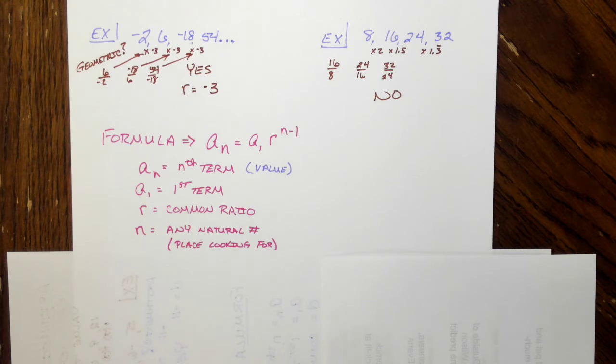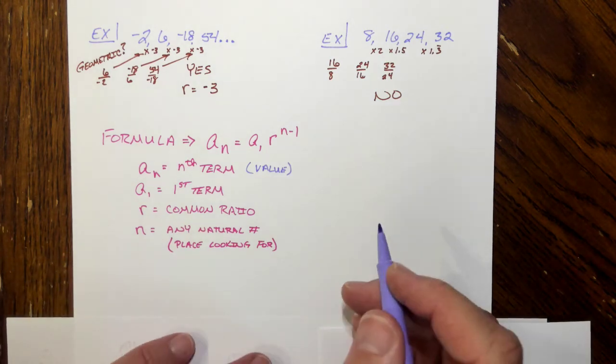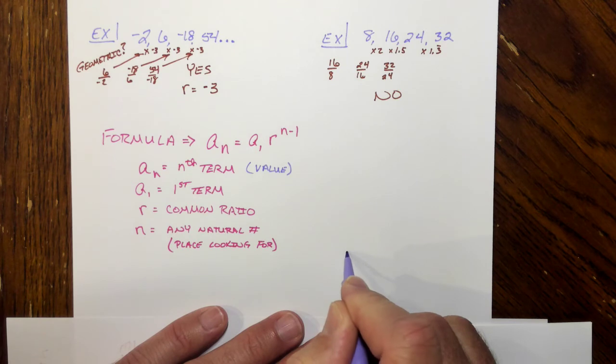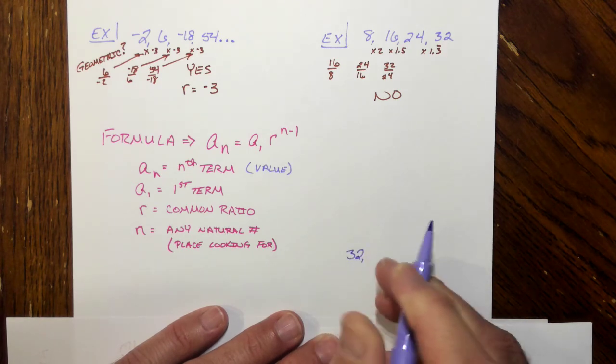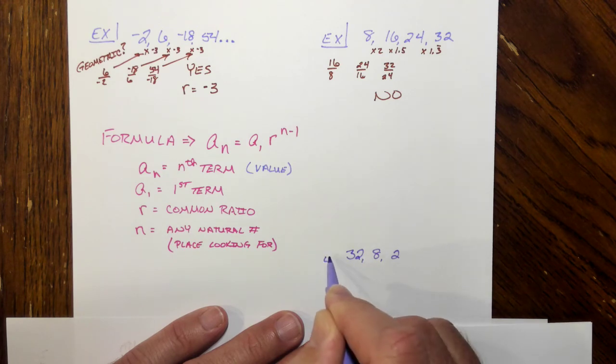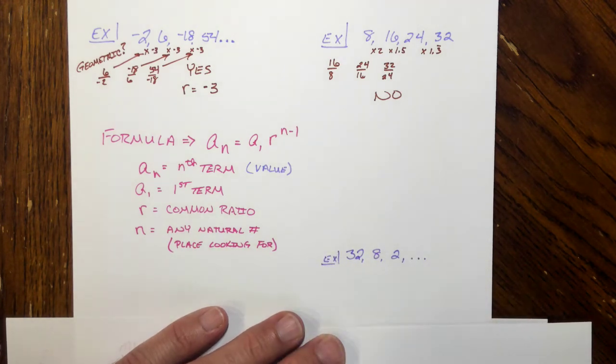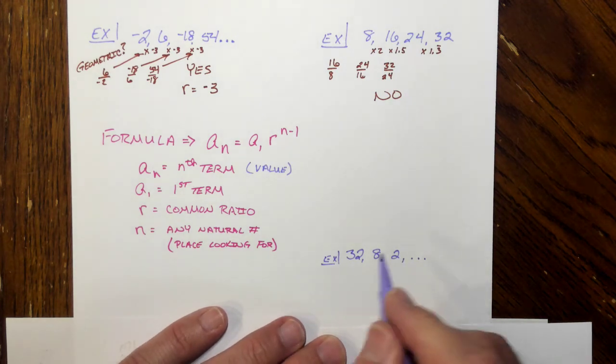Let's do one quick example here. We'll get more in depth with our examples as we move on to the next section or two. But just real quick, if I gave you 32, 8, and 2, and then... All right, find the next three terms.